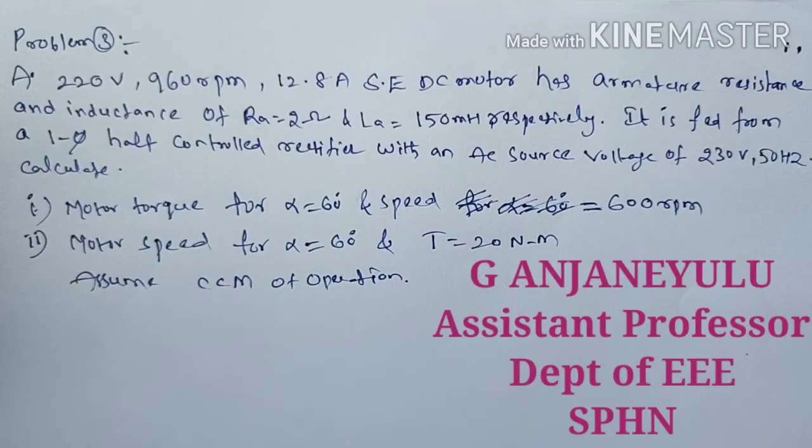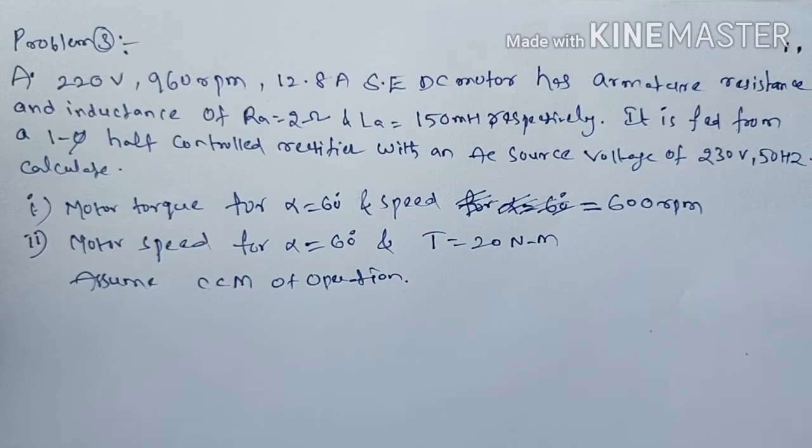Hello everyone. In this video, we are going to discuss a problem on a single phase half controlled rectifier with a separately excited DC motor. It means the separately excited DC motor is connected to a single phase half controlled rectifier. In this, we are going to calculate the torque and speed for the given problem.